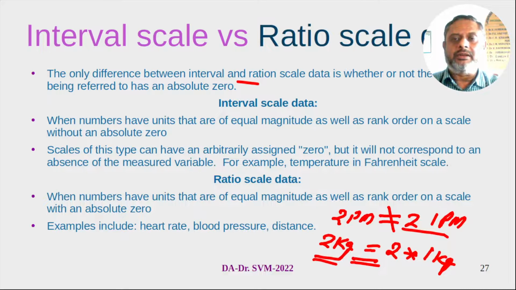But yes, in ratio scale, there is one bag which is having 1 kg, and there is another bag which is having another kg. You add them, so it becomes 2 kg. Yeah, that is possible if there is a concept of zero. That's a ratio scale.